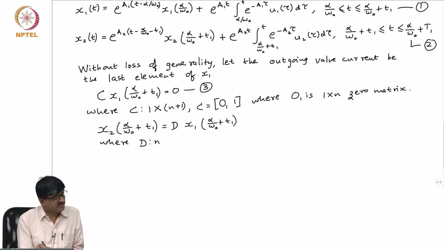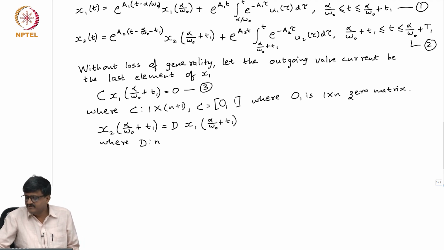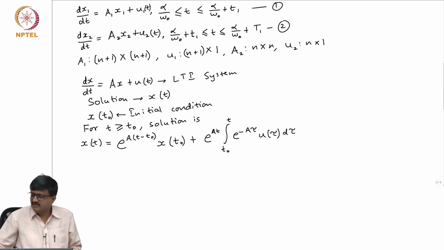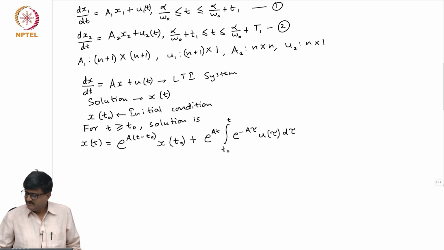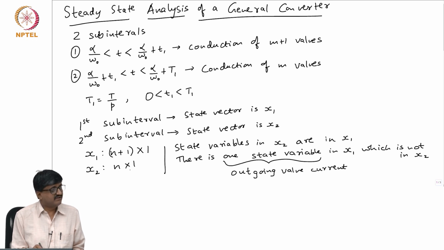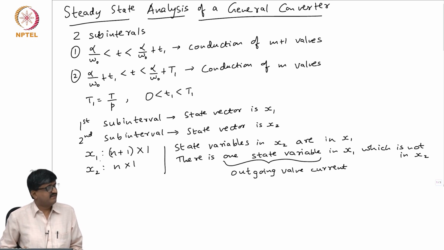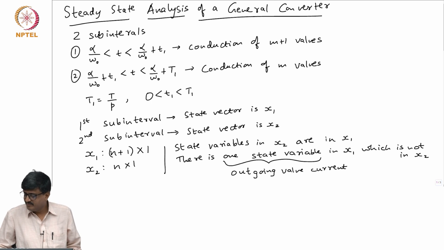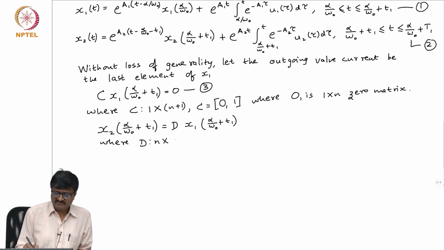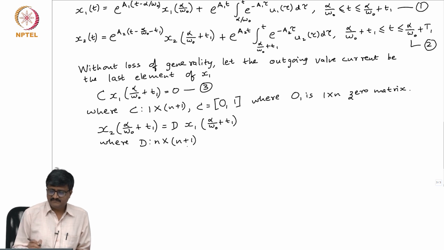What is the size of x2? Just go back to the previous one. Look at the size of x2. I mentioned it in the last class. x2 is n cross 1, x1 is n plus 1 cross 1. So, D is n cross n plus 1.